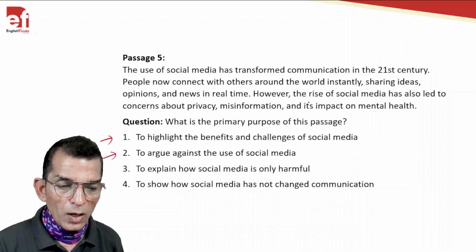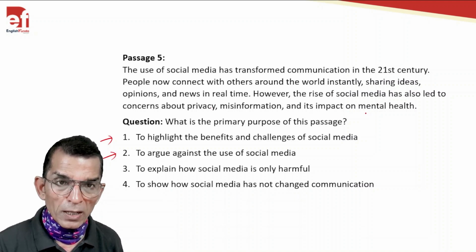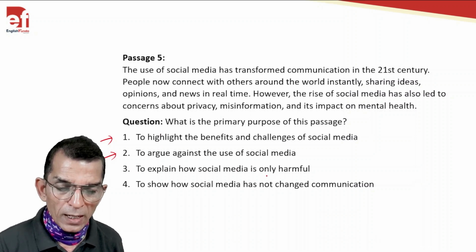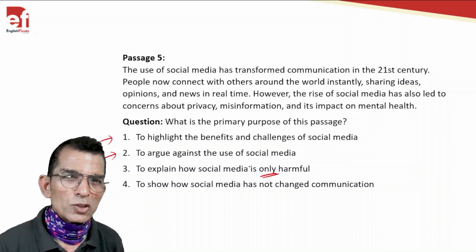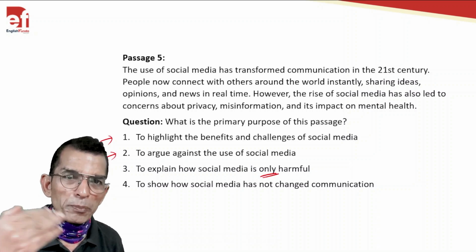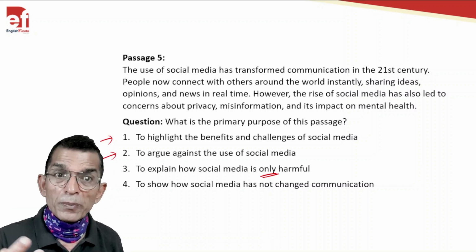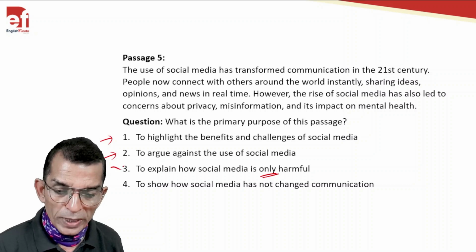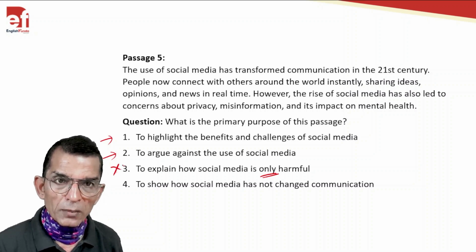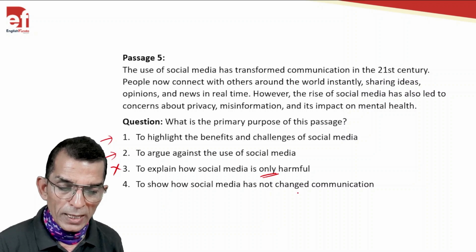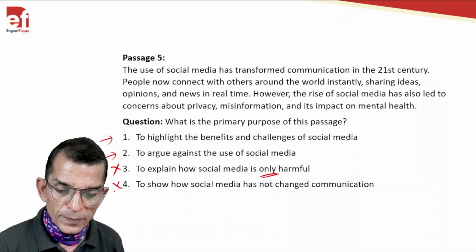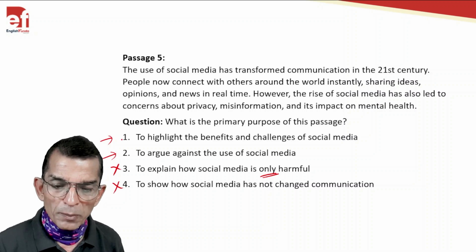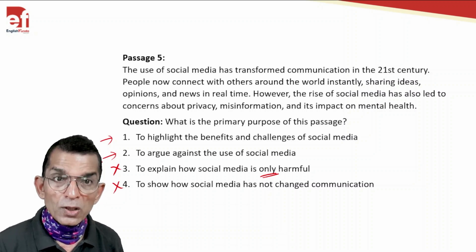Last sentence: however, the rise of social media has also led to concerns about privacy, misinformation, and its impact on mental health. Seems to be okay. Then, to explain how social media is only harmful. Now, you might say this is too extreme for the passage, because the passage does not have any information about it being only harmful. So this we can leave, but it also creates a problem in the mind. To show how social media has not changed communication. This is absolutely out. But the three options look close. Which one is the correct answer?